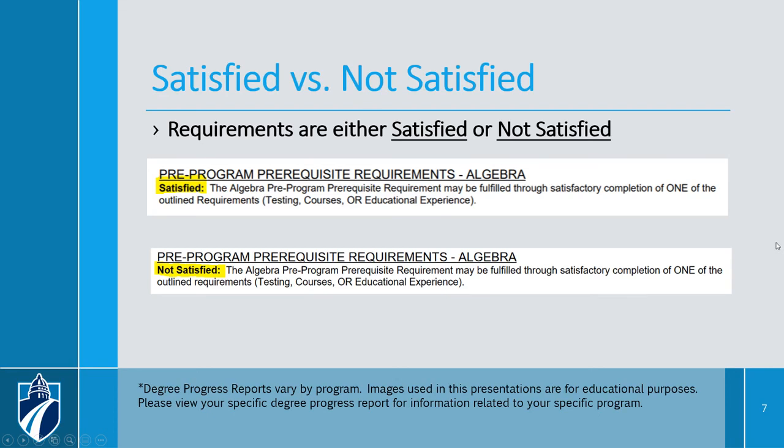If a requirement is showing as not satisfied, you will see multiple ways in which you can meet the requirement. In the example above, you can meet the chemistry requirement one of the following ways: through high school coursework or through college level coursework.